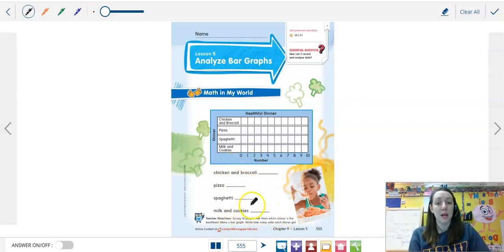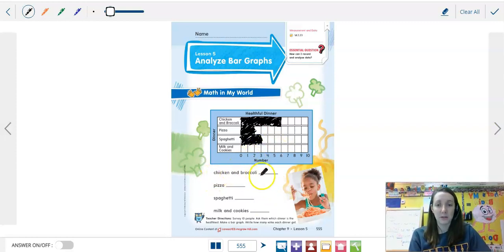So let's say I went around and I asked, and 6 people said that chicken and broccoli was the healthiest. So I'm going to color in 6 votes. Because remember, for every vote you get, you color in a box on the bar graph. Okay? Let's say 2 people said pizza, and 3 people said spaghetti. And let's say no one said milk and cookies, because that's not a very healthy dinner, so 0.